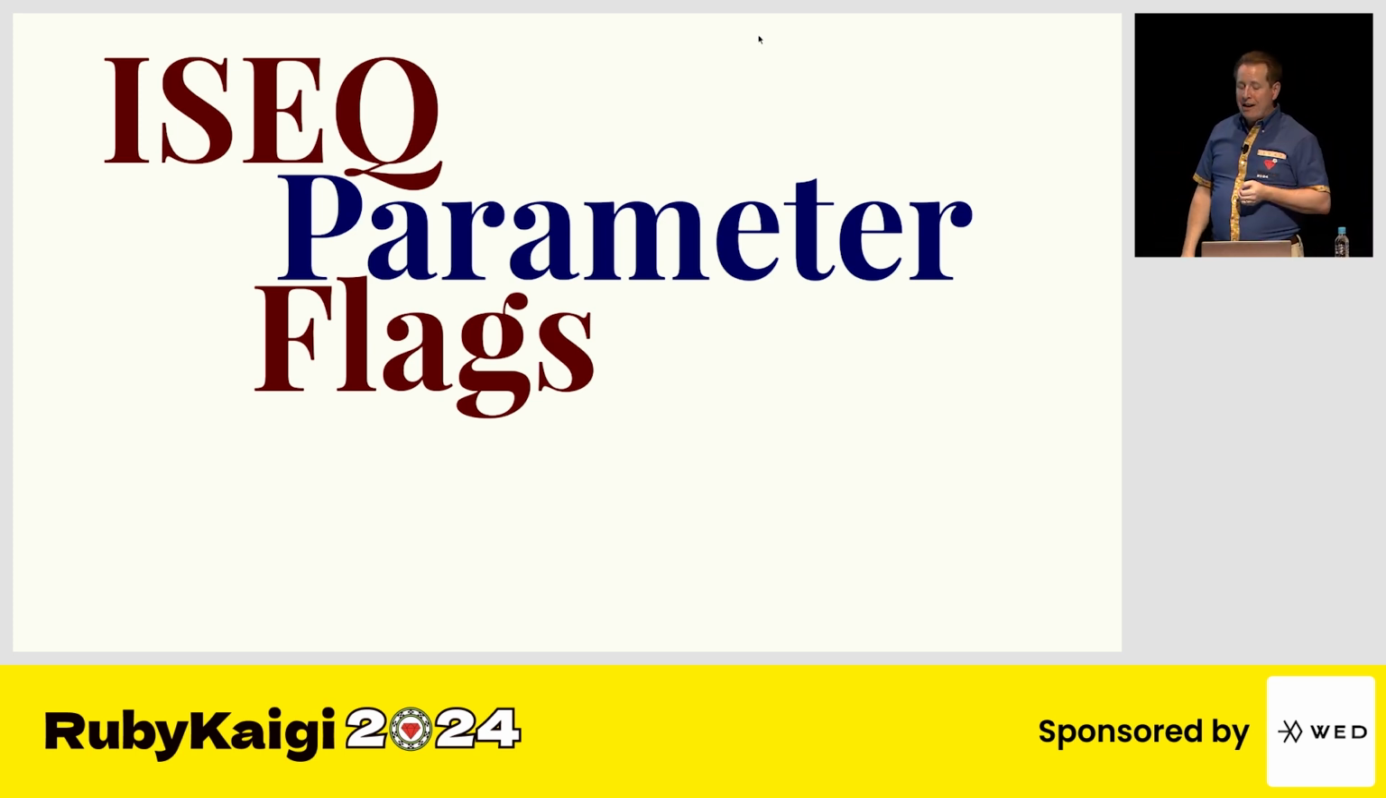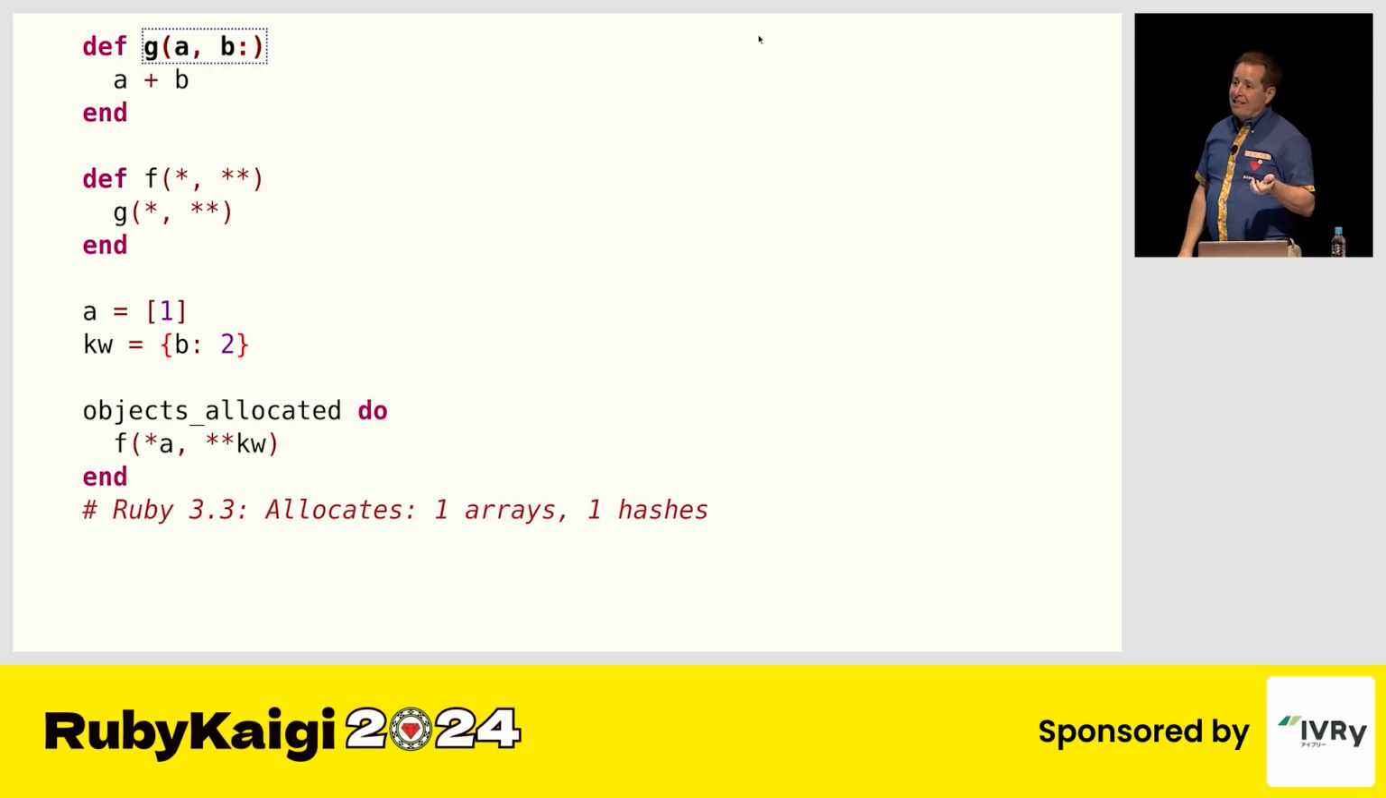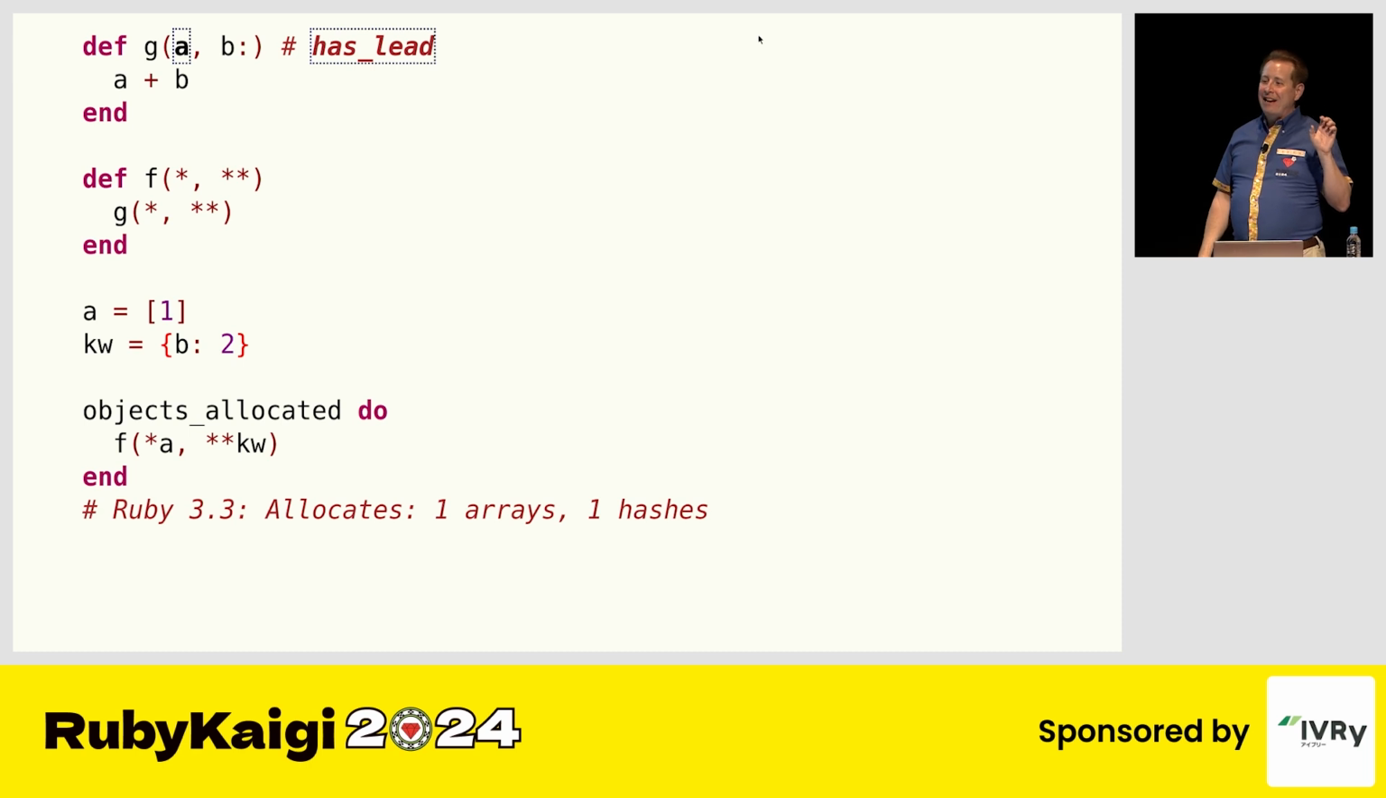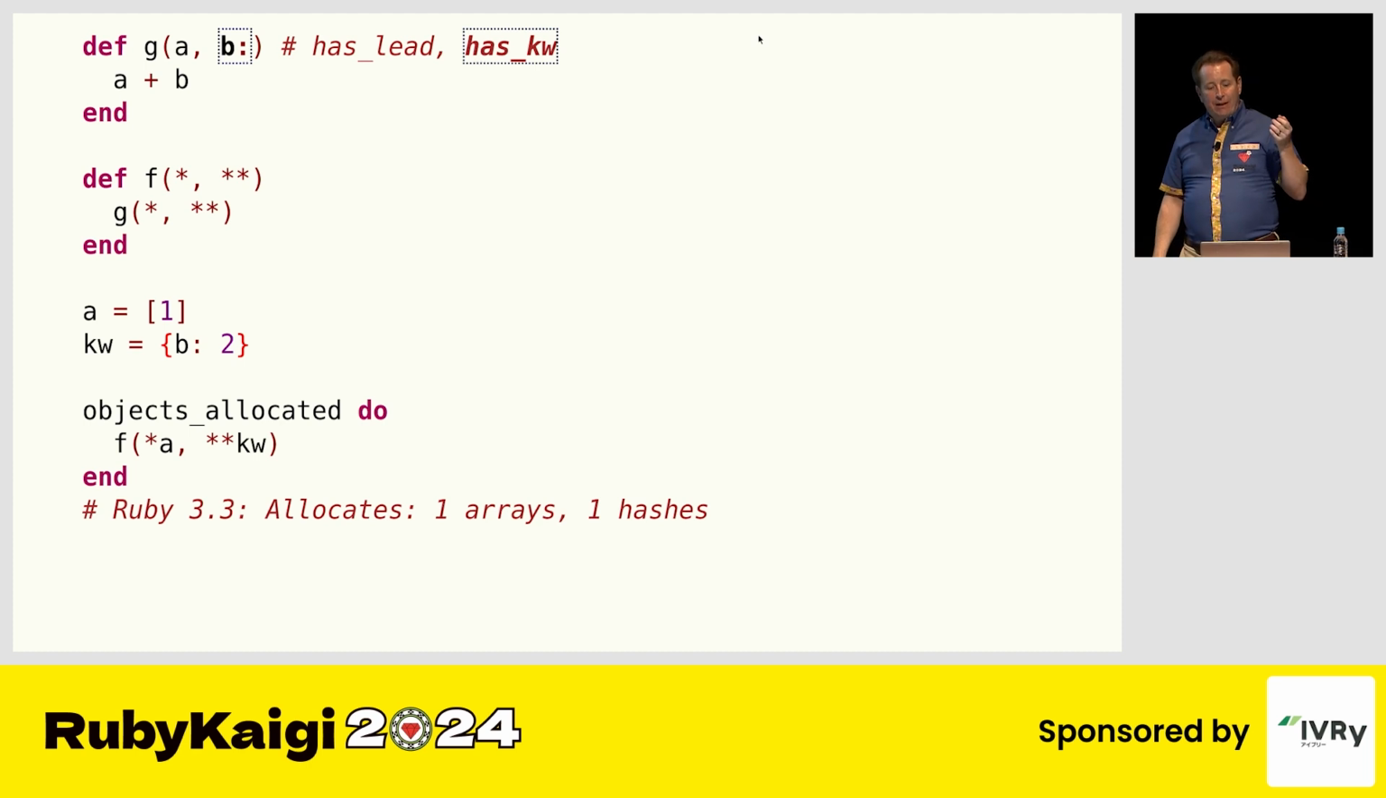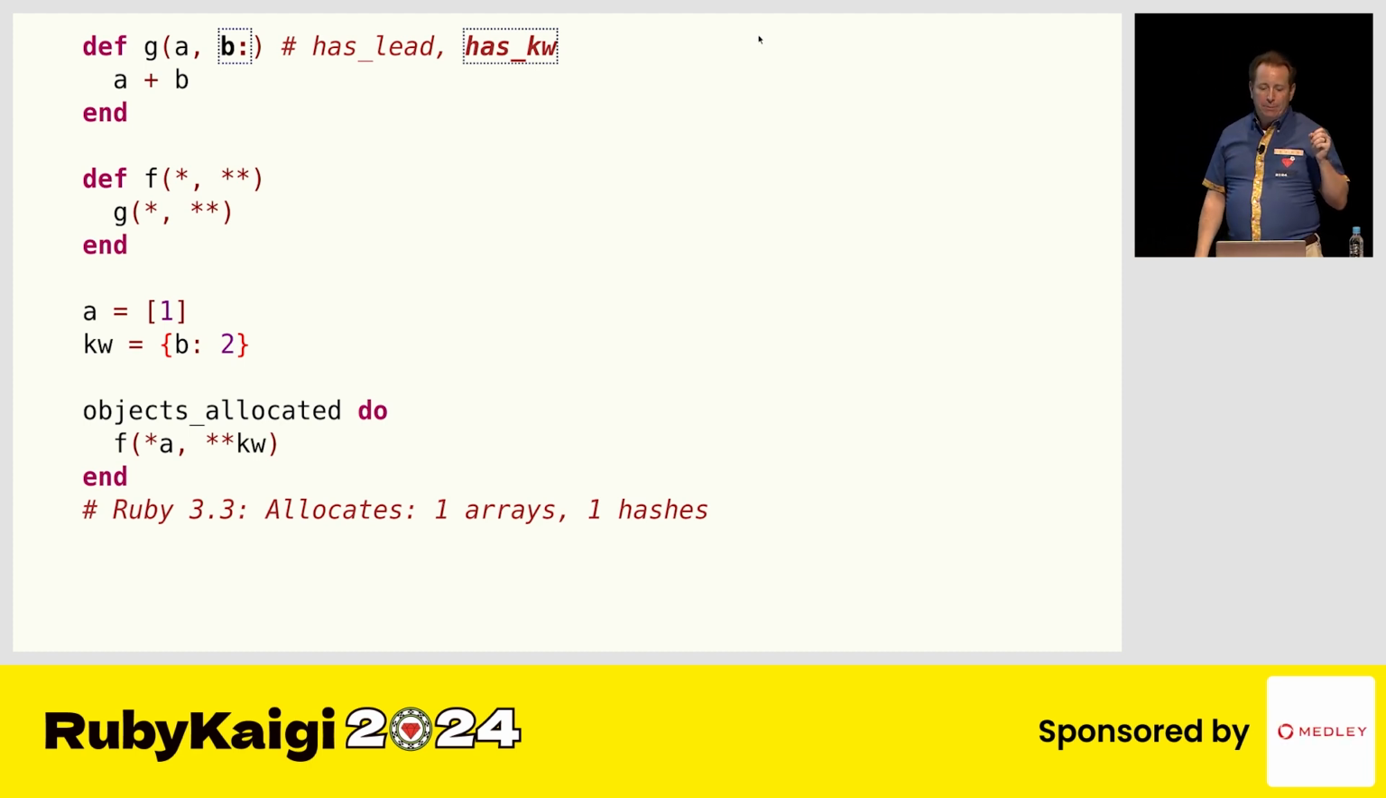And the easiest way to track that is to use ISEQ parameter flags. So for every method that you write in Ruby, there's an instruction sequence, or ISEQ. And each of those ISEQs has a set of parameter flags. So the G method in this example has 2 parameter flags set. The has_lead flag is set because the method has a mandatory positional argument, and the has_keyword flag is set because the method accepts a keyword argument.